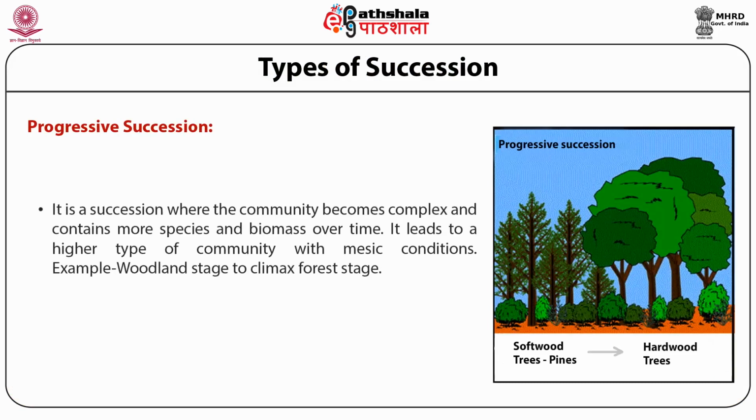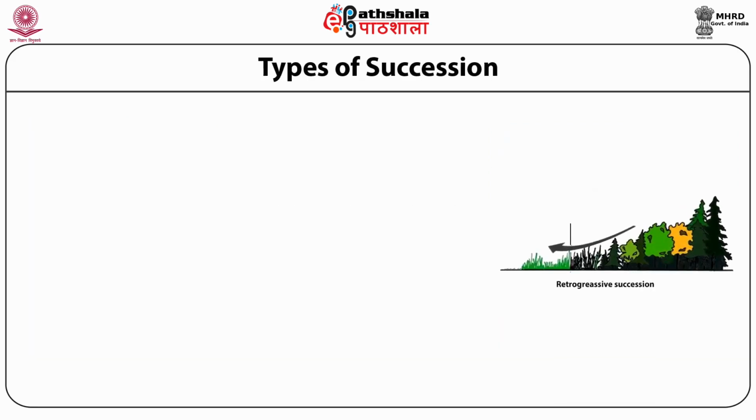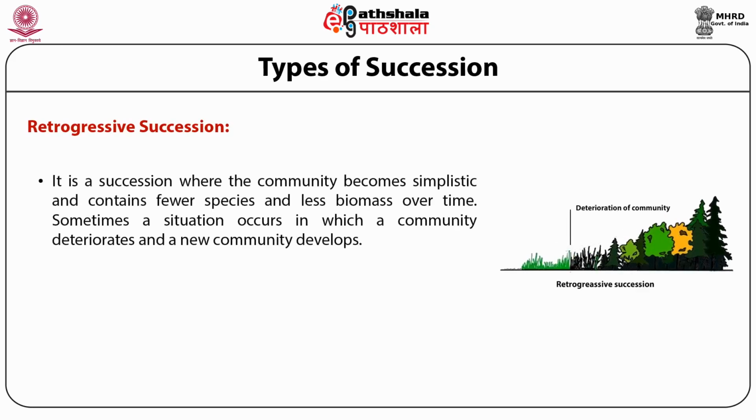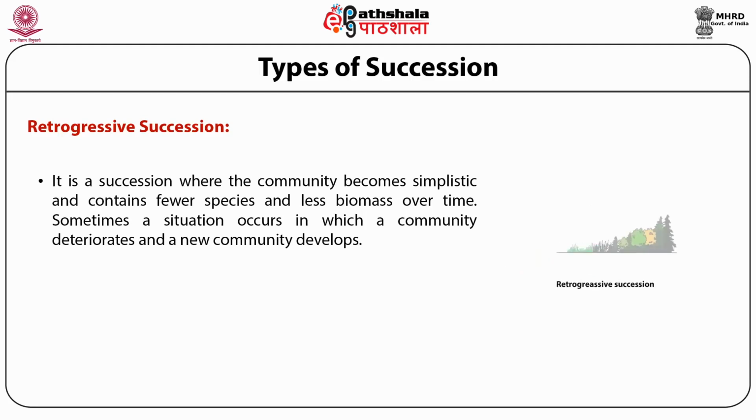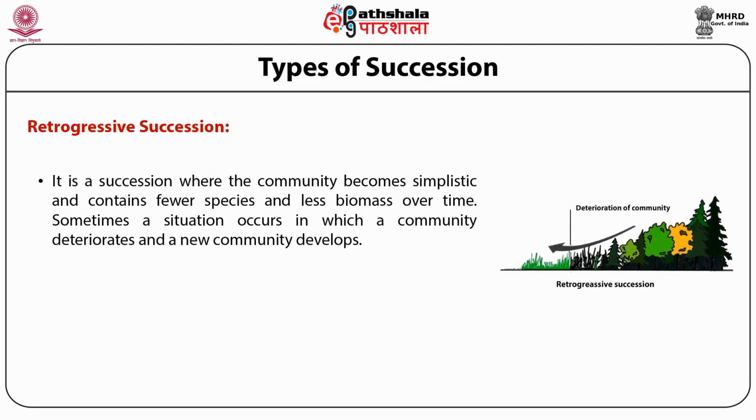Progressive succession. It is a succession where the community becomes complex and contains more species and biomass over time. It leads to a higher type of community with mesic conditions. An example of progressive succession is the woodland stage to the climax forest stage. The next type of succession is retrogressive succession. Retrogressive succession is a type of succession where the community becomes simplistic and contains fewer species and less biomass over time. Sometimes a situation occurs in which a community deteriorates and a new community develops.